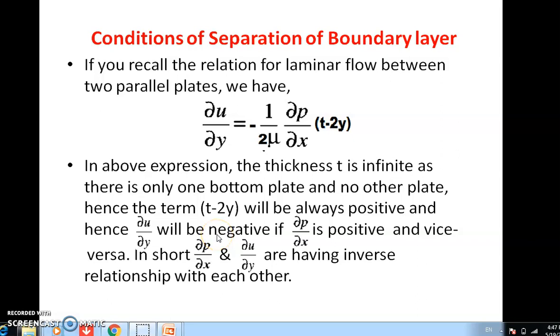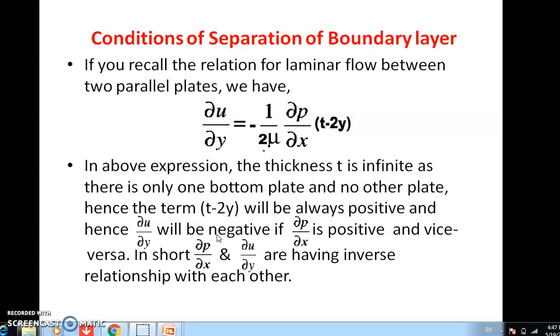For parallel plates, we have seen one expression: delta u by delta y is equal to minus 1 by 2 mu, delta p by delta x into (t minus 2y). Just in brief, I will tell you the relation between delta p by delta x and delta u by delta y. Delta p by delta x is the pressure gradient, and delta u by delta y is the velocity gradient.